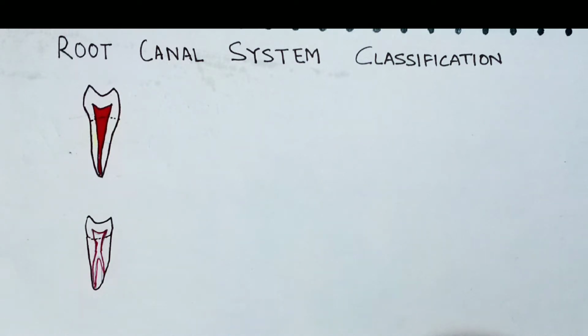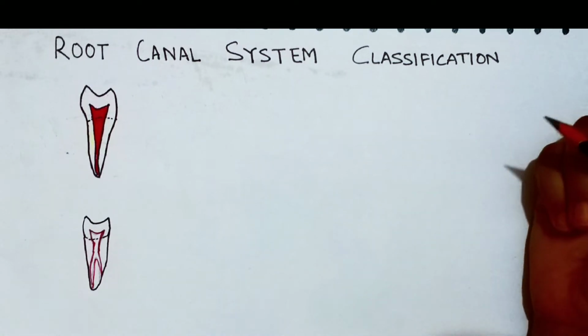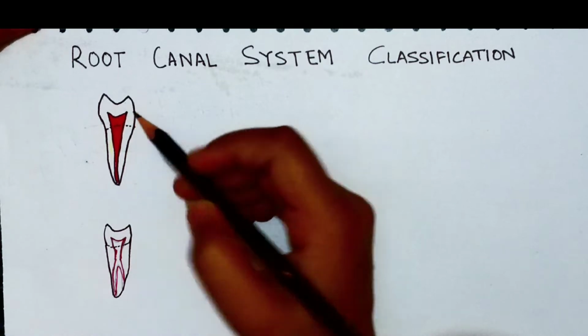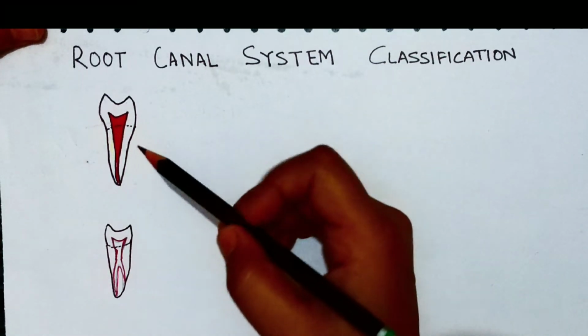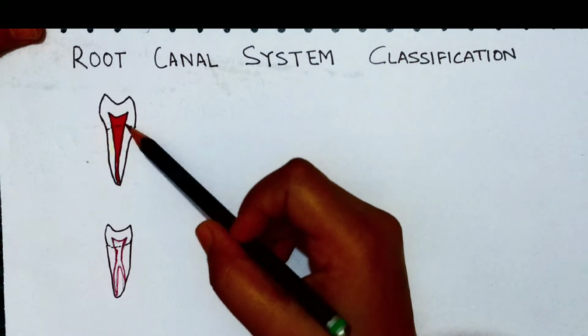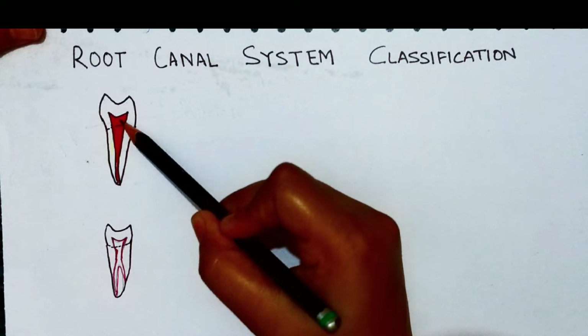We are going to study about the root canal system classification. Before starting with the classification, let us first take an overview of what a root canal is. As we all know, the tooth has been divided into various parts like enamel, which forms the outermost layer, then we have dentine and the pulp, which contains all the blood vessels and the nerve supply of the tooth. In this diagram, the pulp has been represented with the red color.